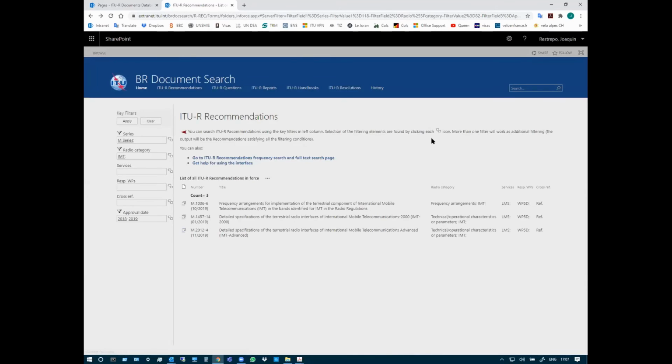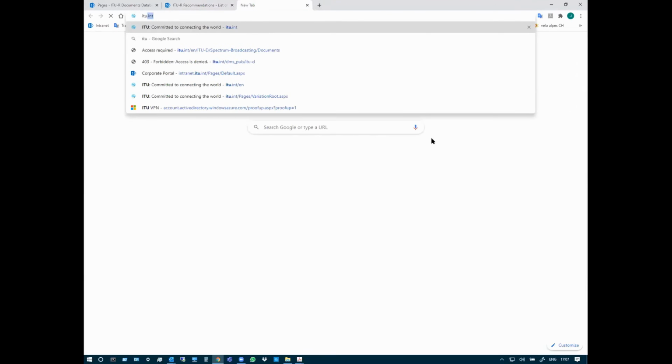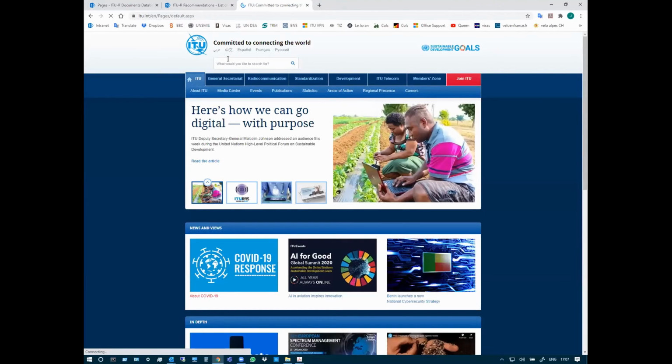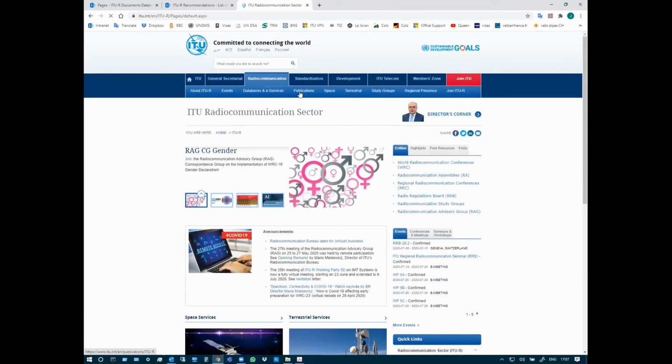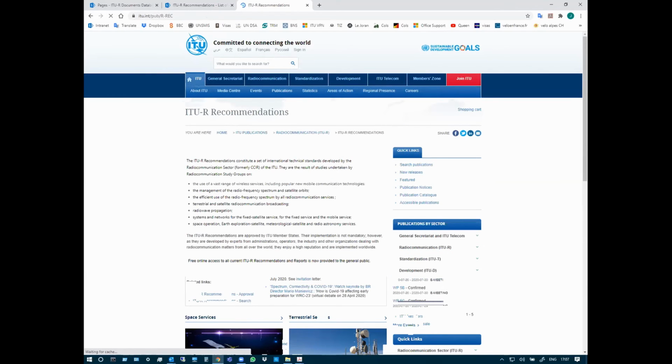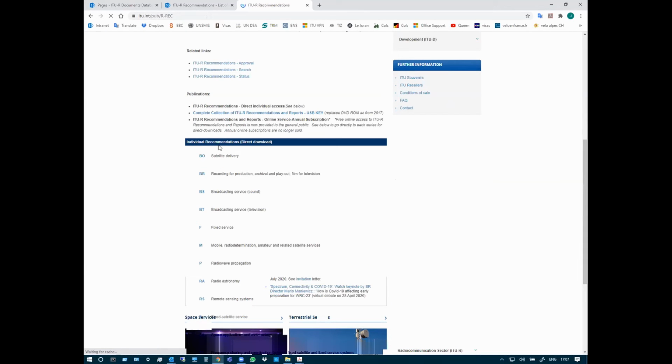Now, if you prefer to glance directly at all the recommendations instead of using the research tool, you could go directly to our website again. Go to Radiocommunication. I'm going to enter directly from Publications, and I'm going, for example, for ITU-R Recommendations. And here, I have individual recommendations for direct download.